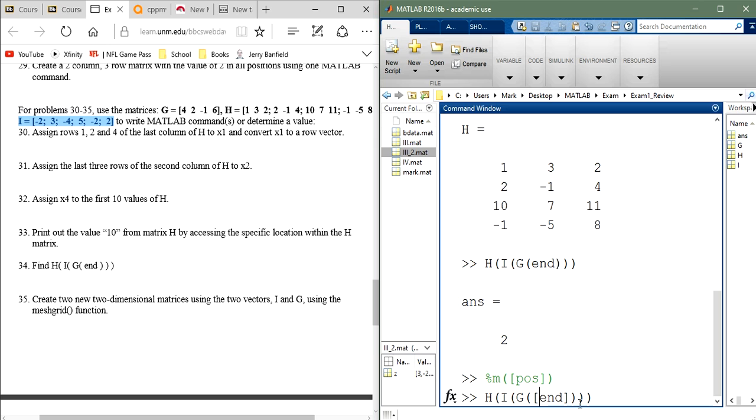So the first thing that we do is we evaluate the inside. And G of end was 6. And then you have I of 6. And I of 6 was 2. And then you have H of 2. And H of 2 is just 2. So ans equals 2.